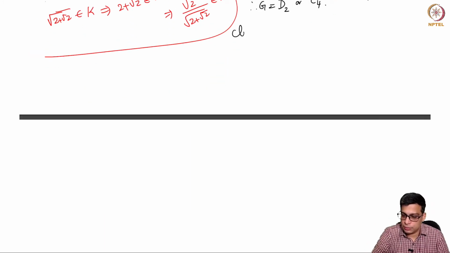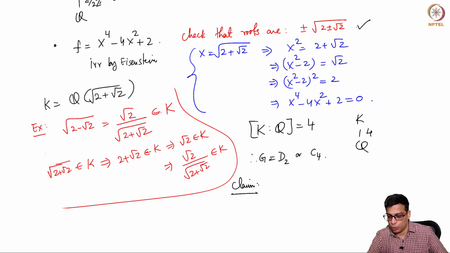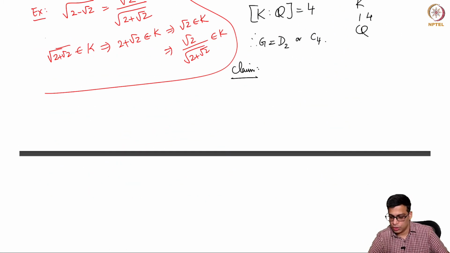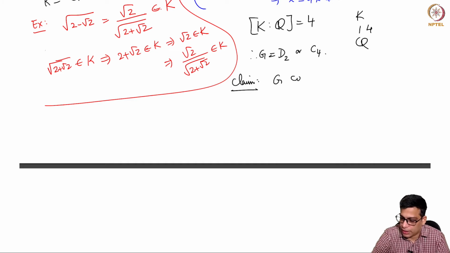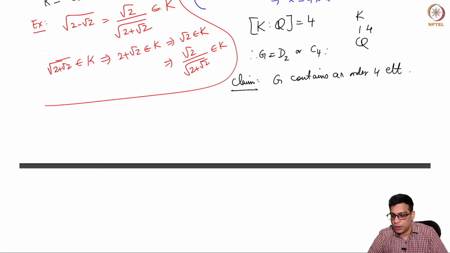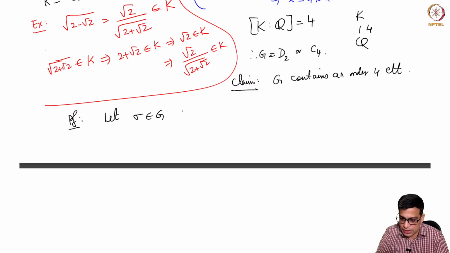So I claim that you can check this by computing the resolvent cubic and showing that it will have exactly one root and not all 3 roots in Q. But more directly one can check that G contains an order 4 element. What separates the Klein 4 group and the cyclic group of order 4? The Klein 4 group has all elements of order 2 other than the identity. C4 has an element of order 4. So if G contains an element of order 4, then it will follow that it is C4.